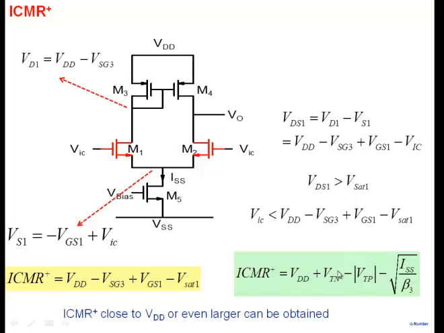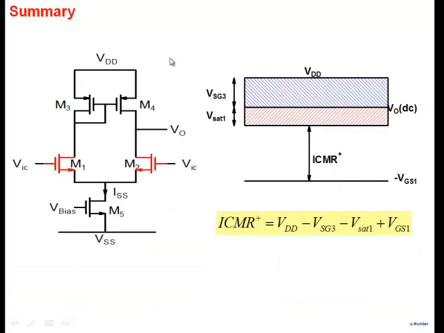Note that what will happen is VTN and VTP. If you look at these two, they will tend to cancel each other. This is a small quantity here. And so you will find ICMR is pretty good, close to VDD. In fact, due to body effect, VTN becomes much larger than VTP. And so ICMR plus can be larger than VDD. So ICMR plus is a very good quantity here, which means you can apply a common mode input as large as VDD. Okay, so let me give you an example.